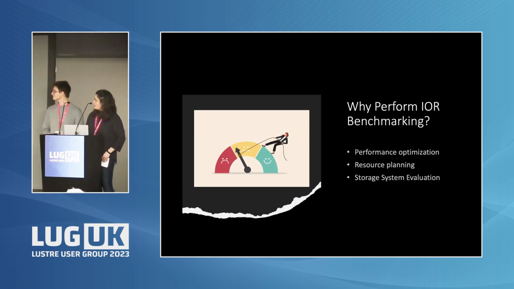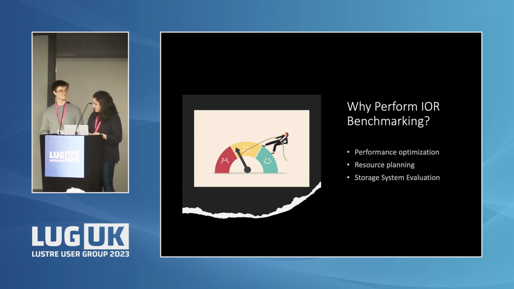So we learned why you perform I/O benchmarking because we were really new to this. We haven't done anything with benchmarking before. So we learned that optimization is a big part of why you perform I/O benchmarking. Since I/O operations can often be a significant source of performance degradation, identifying and optimizing I/O bottlenecks is essential to achieving high performance in HPC systems.